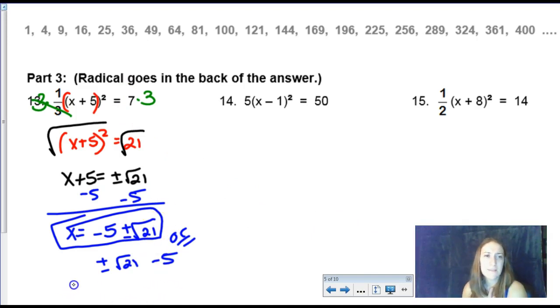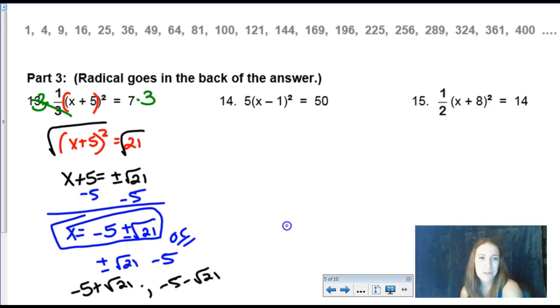So the idea is one of your solutions is -5 plus square root of 21, and the other solution is -5 minus square root of 21. They're equally disgusting, but I don't really care what notation you write them in.